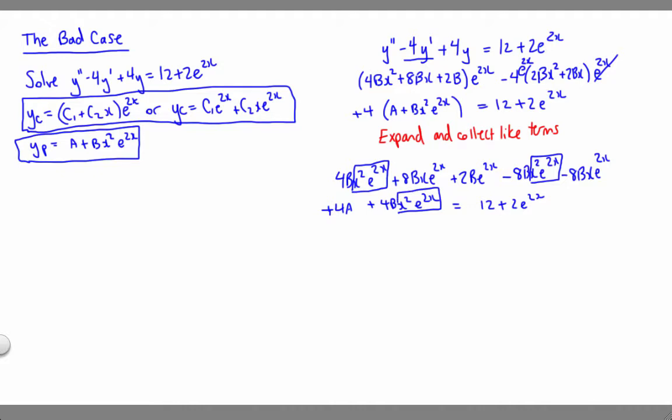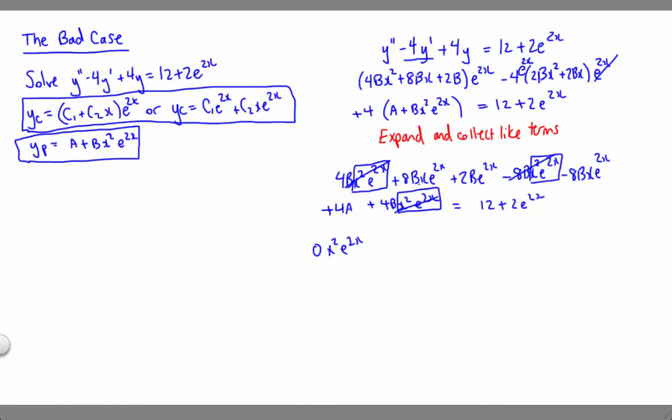Okay, so overall, how many of those do we have? We've got 4b minus 8b plus 4b. So that's 0. We've got 0 x squared e to the 2x's. So that's great. I'm going to cross these off. We've dealt with all those terms there.